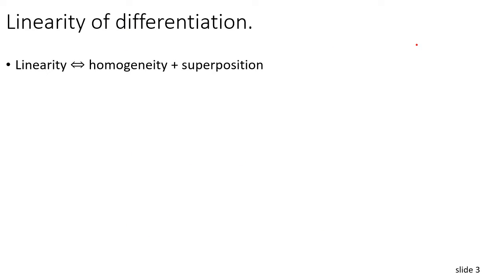Now let's talk about an important property of differentiation, and differentiation is the process of finding the derivative. This property is called the linearity property, which is not to be confused with linear equations. Those are two different things. We're focusing on the linearity property for now. Differentiation satisfies two specific properties known as homogeneity and superposition.